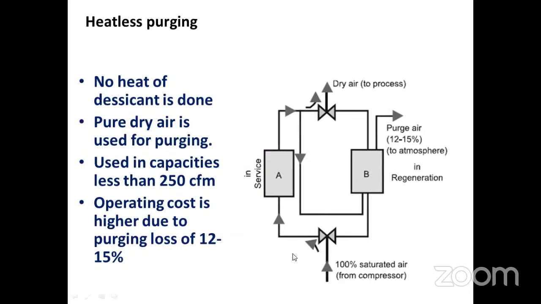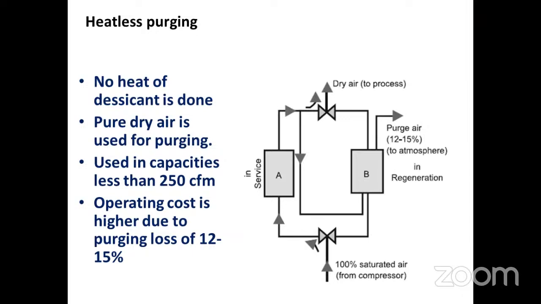Sir, what is purging loss? Purging means removing the moisture already absorbed. We are using compressed air to remove the moisture, sir. It will be isolated, and we will use air to dry the moisture out to the atmosphere. Previously, we used to heat it and purge out. Now they are just purging it without heating. So 12 to 15% will be lost, because more air is required as there is no heat. It will just take it away mechanically.